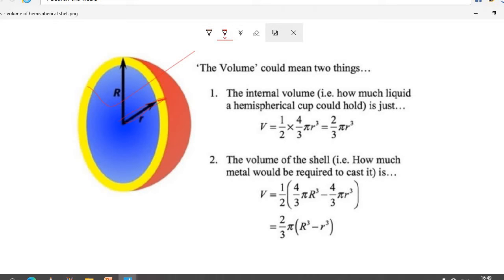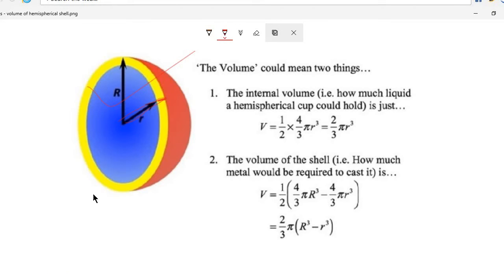Okay, so that was the hemispherical shell, and its volume is given here. Its volume means the volume of material. The volume of the shell means the volume of metal, that is the material, and it is given here. This is the external volume, and this is the internal volume. So finally that is the answer for the volume of metal used in the hemispherical shell.